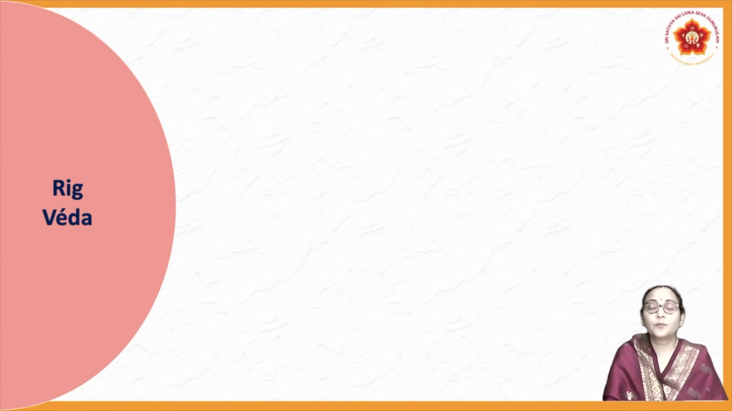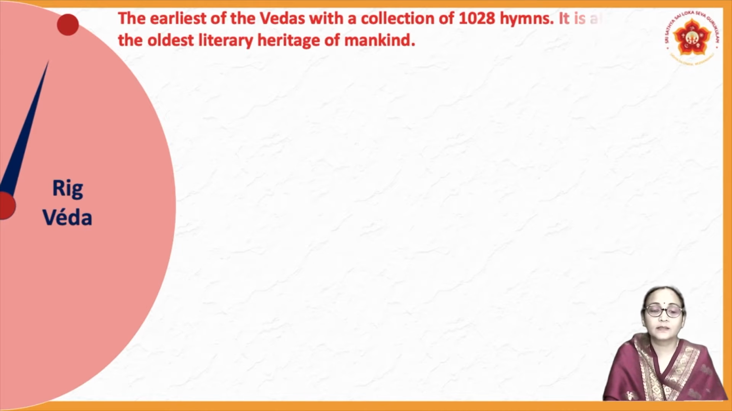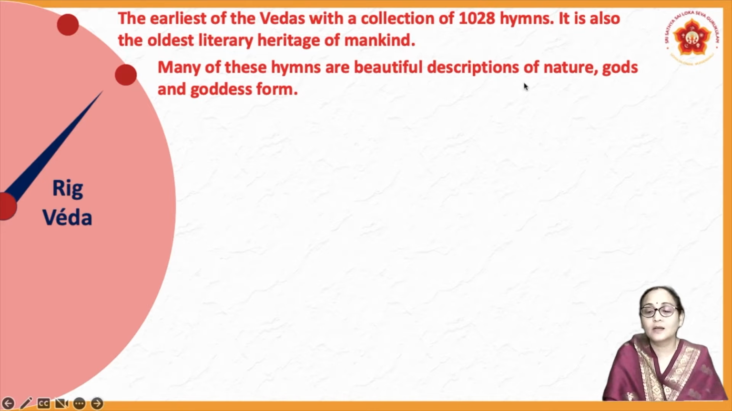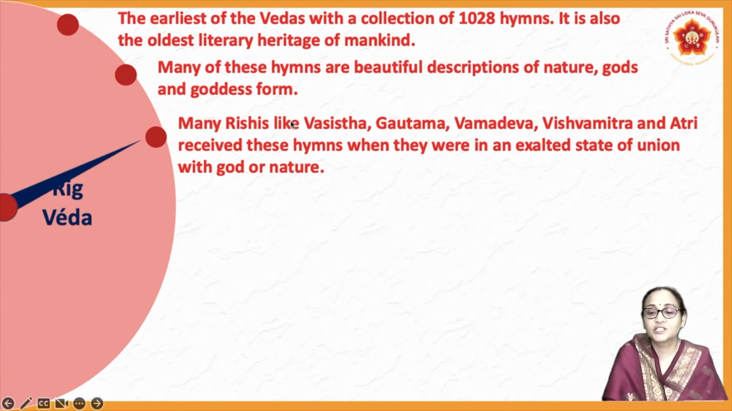Now let us see some points about the Rig Veda. It is the earliest of the Vedas with a collection of 1028 hymns, and it is also the oldest literary heritage of the entire mankind. Many of these hymns are beautiful descriptions of nature, gods and goddess forms. Many rishis received this knowledge. Some of the names of those rishis are Vasishtha, Gautama, Vamadeva, Vishwamitra, Atri.